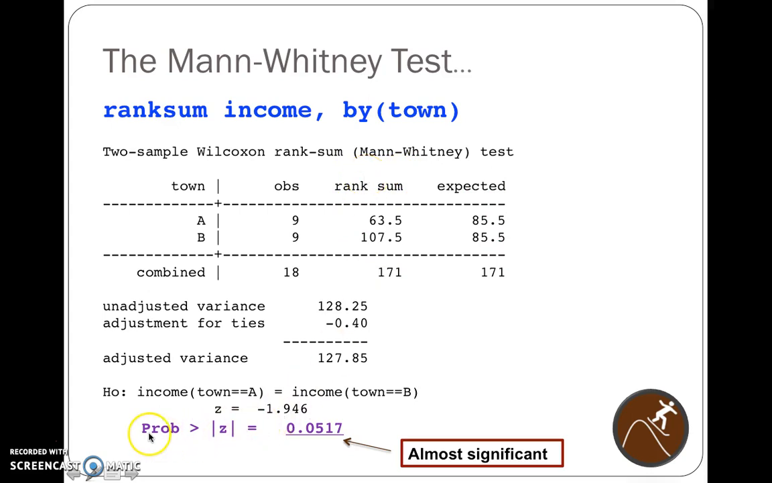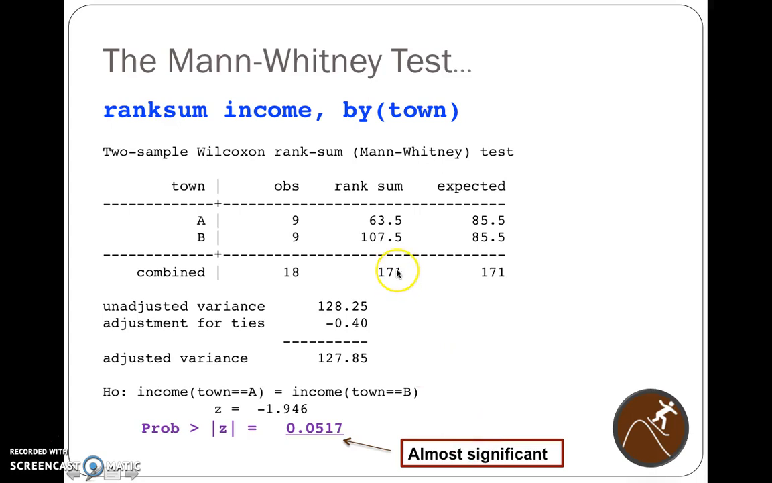But what you'll see in Stata, it'll be in black text just like the rest of Stata's text. You'll have the probability of greater than 0, whatever. This is our p-value down here. And it's actually using the Mann-Whitney U distribution. And the p-value is 0.0517. So it's almost significant.